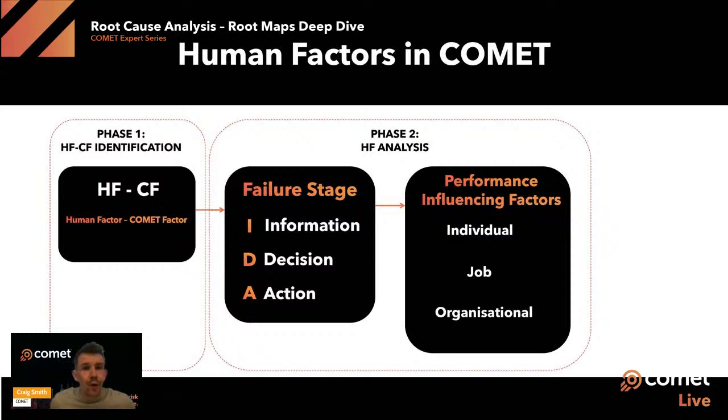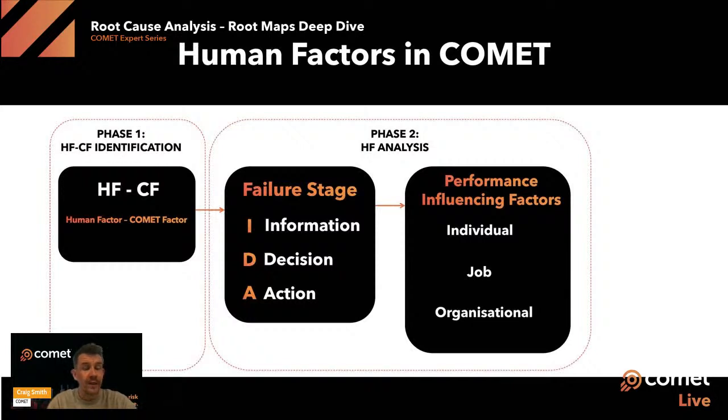Okay, just briefly, I'm going to remind us all, particularly those of you that are of course COMET users, we are going to talk about the actual process for doing this within COMET. So again, there are 2 steps to identifying human factors and going through a human factors analysis. Phase 1 is to identify those human error COMET factors within your timelines, within your SID grids, that directly caused the incident to happen. The second phase is the human factors analysis itself, where we identify the failure.